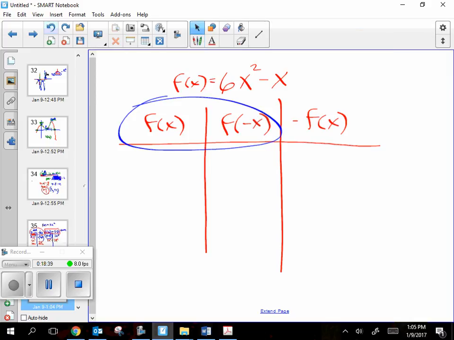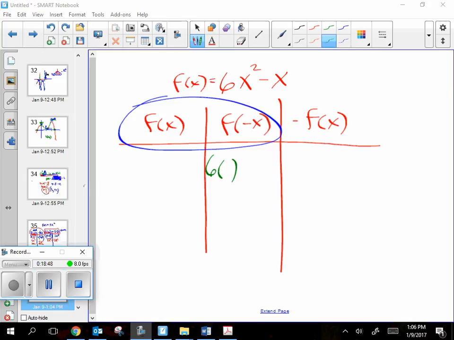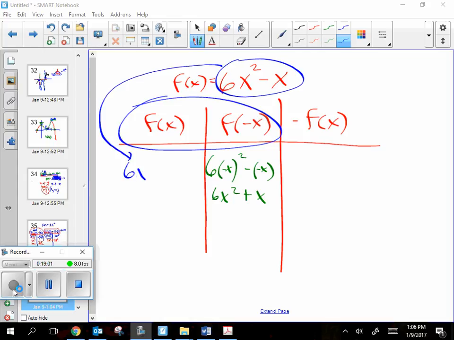Pausing for a moment. All right, so you should have stuck in a negative into this function. And if I do, I have 6 empty spot squared minus empty spot, negative x, simplify it down, 6x squared plus x. Now, this is the easiest thing of all. F of x is just given. It's right there, so I put it right there. 6x squared minus x. Is that the same as that? No, and therefore this thing is not what? Even.